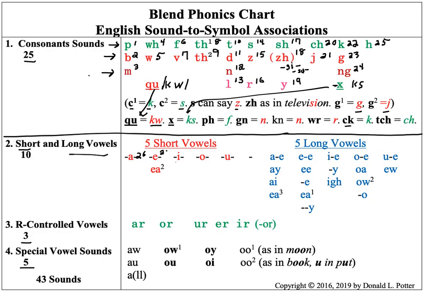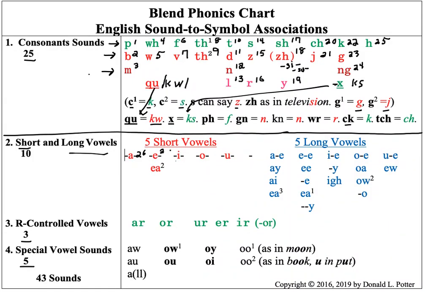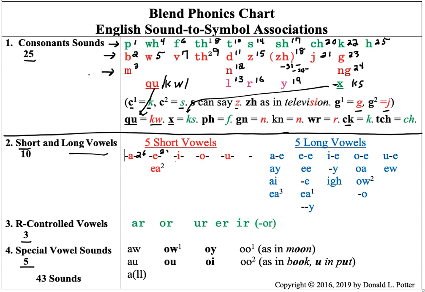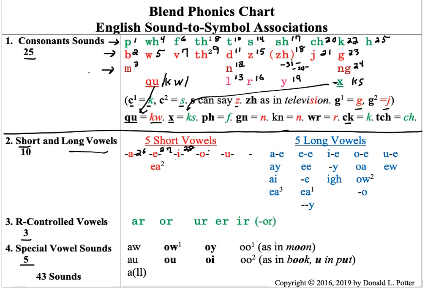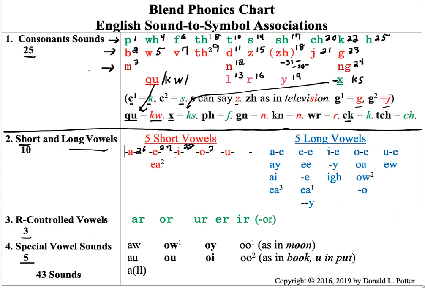is the short E, which is eh, and the word we use for that is bed, eh, bed, and what we call the second sound of EA is eh. 28, we have short I in fish, fish, ih. 29, we have ah of top, ah, and this is sound 29, ah of top. And then we have 30, and we're going to use duck again.